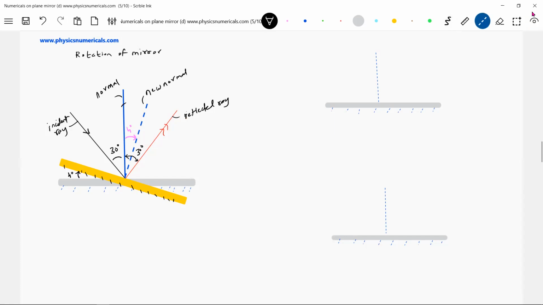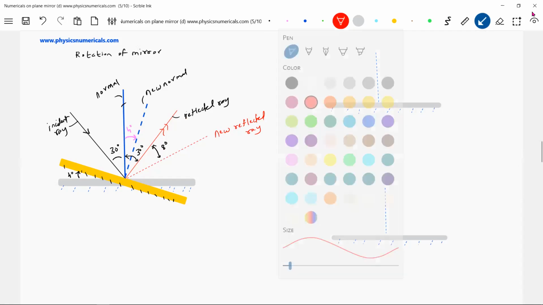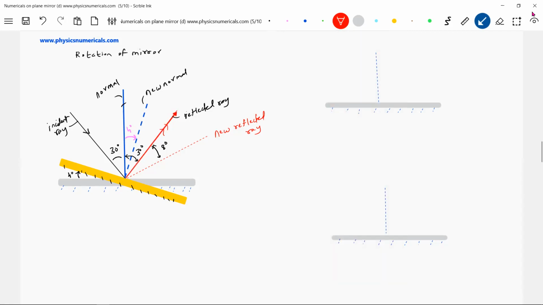So now where will the reflected ray be? The reflected ray will be here. So I should make 34 degrees from this one. So what is this angle? This angle will be 26 degrees. So I should add up another 8 degrees for this. Let me take that arrow and let me explain. So earlier the incident ray, this will be the reflected ray. As the mirror rotates, the reflected ray will rotate by how much? 8 degrees. The reflected ray, in fact, will rotate by 8 degrees.